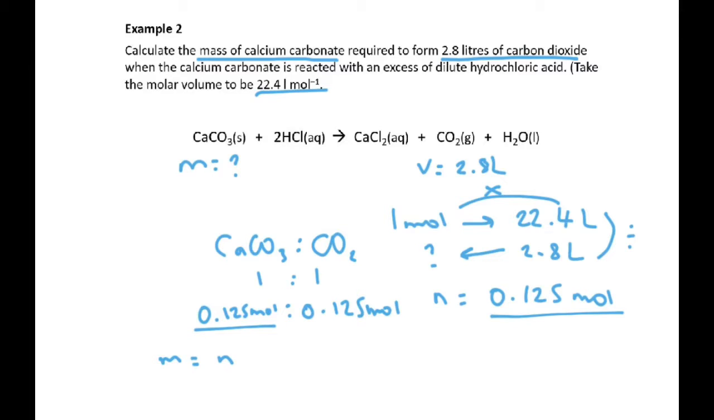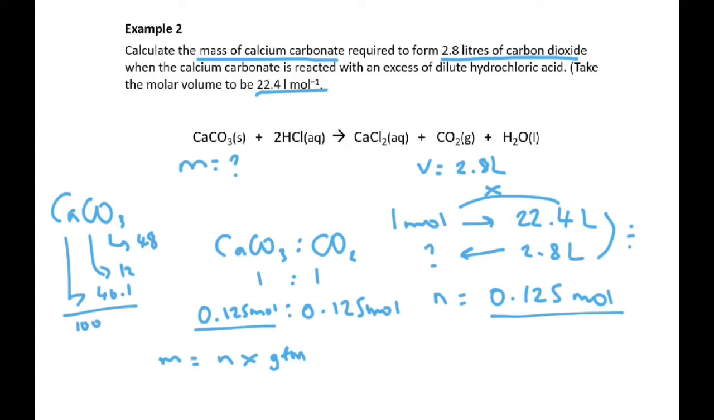So our mass is our number of moles times our GFM. Gram formula mass I'll just do over here. And those values I've just got from the data book. So number of moles 0.125 times 100.1. So my mass is 12.5 grams of calcium carbonate.